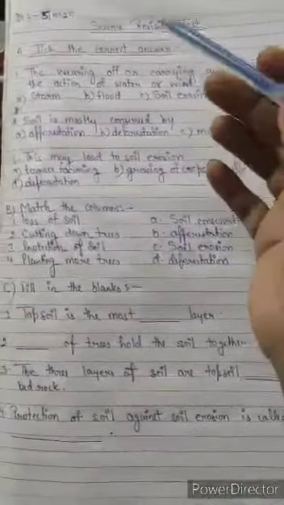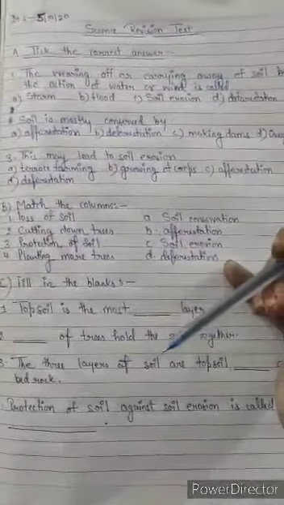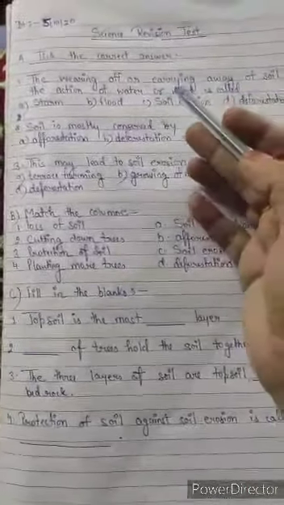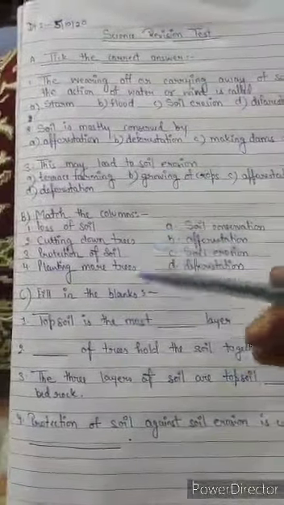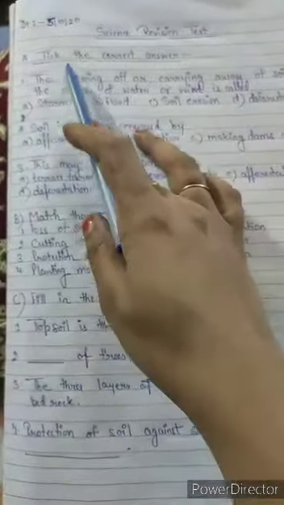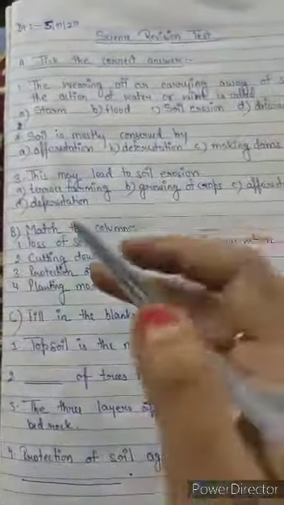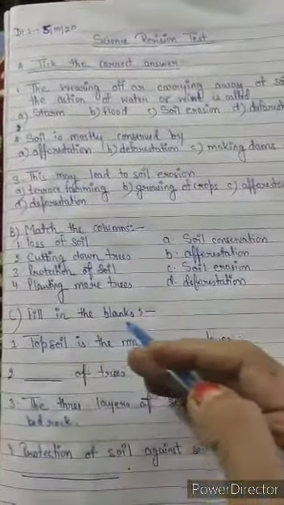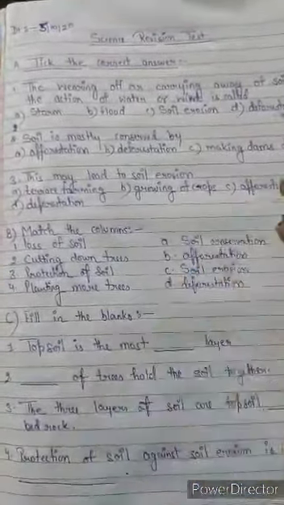So students, here this is your science revision test paper. In this test paper, I have given 3 sets of questions. In A, tick the correct answer, then match the column and then fill in the blanks. Let's discuss the question paper first.